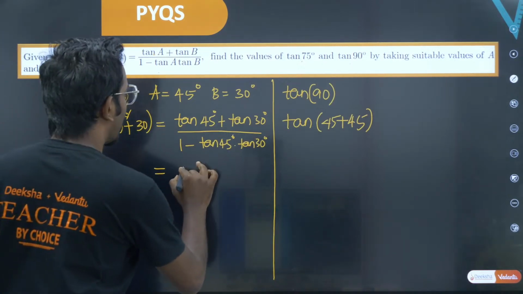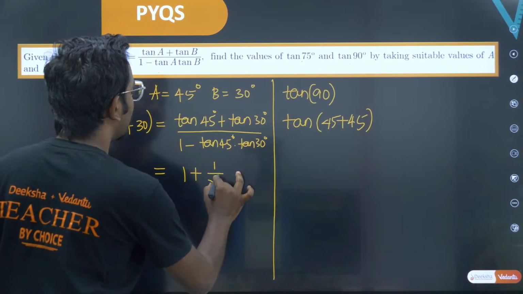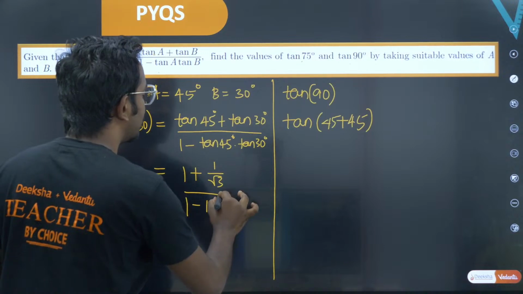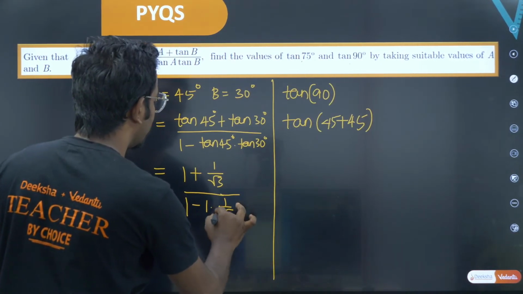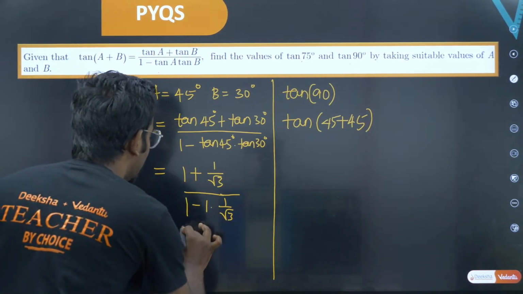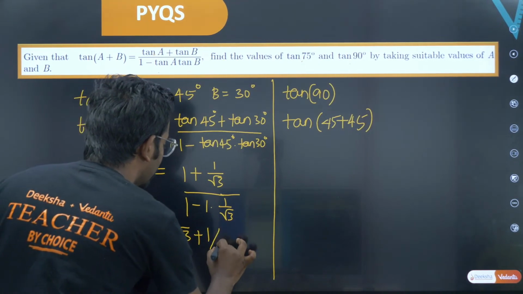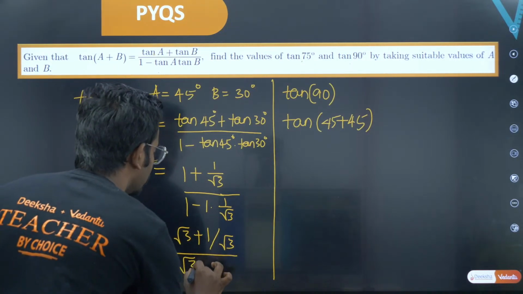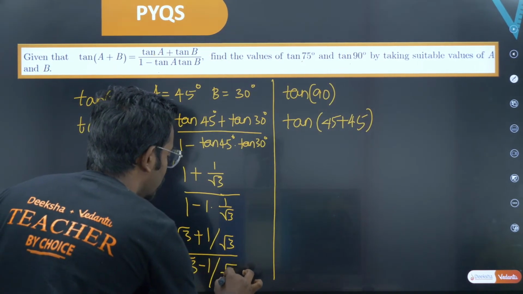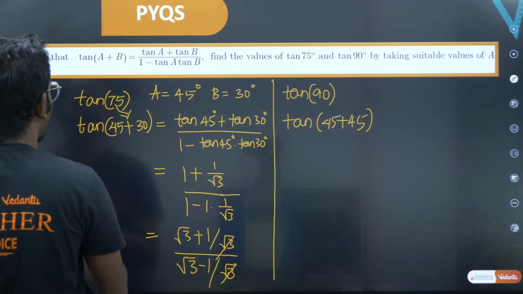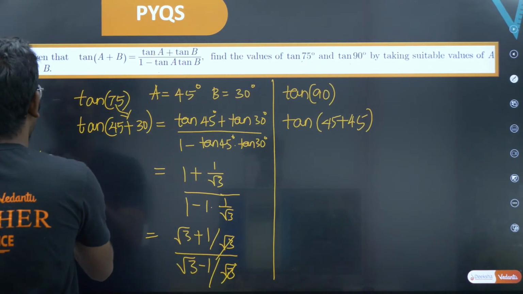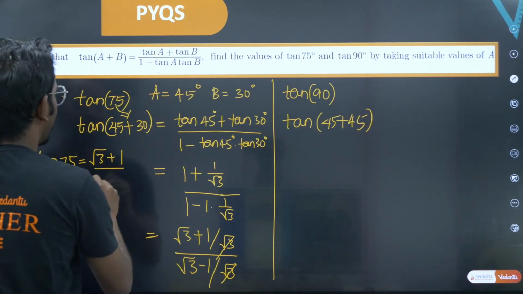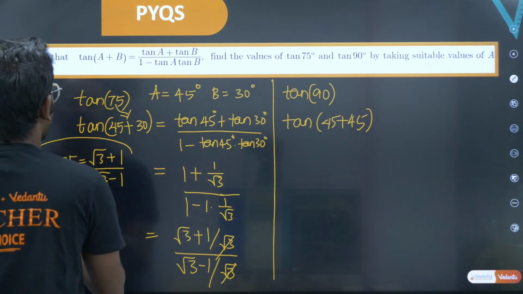Sir, tan 45 is 1 plus tan 30 is 1 by root 3, divided by 1 minus tan 45 is 1 into tan 30 is 1 by root 3. So what we will end up with here is root 3 plus 1 by root 3 divided by root 3 minus 1 by root 3. This root 3 gets cancelled. The final answer that you end up with is tan 75 equals root 3 plus 1 divided by root 3 minus 1. Remember this as a standard result.